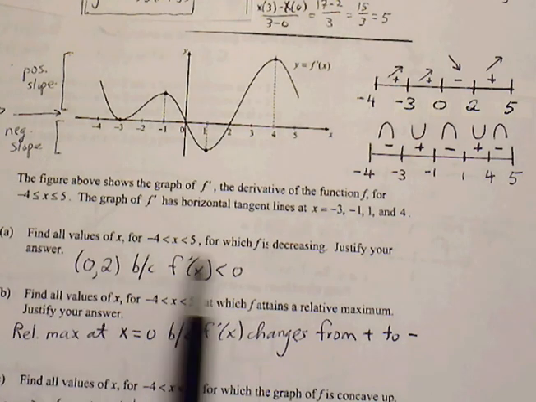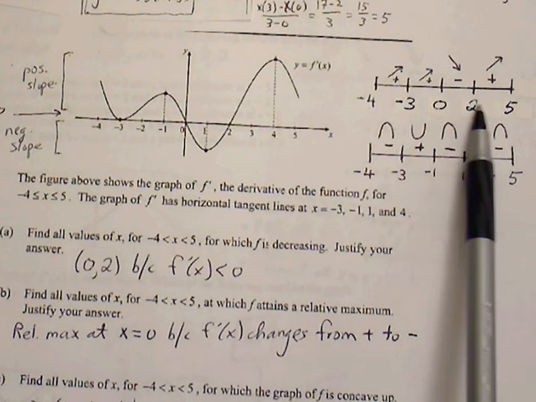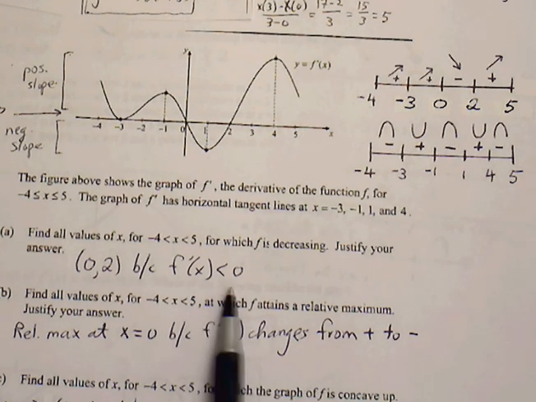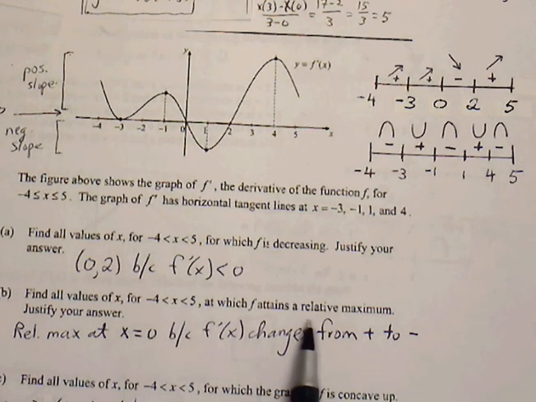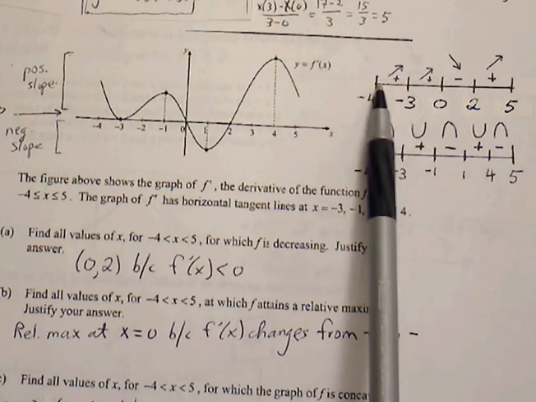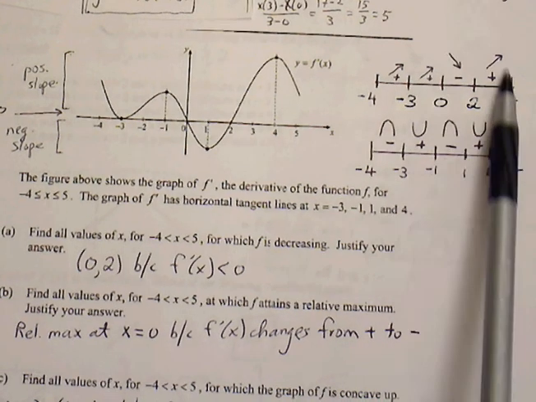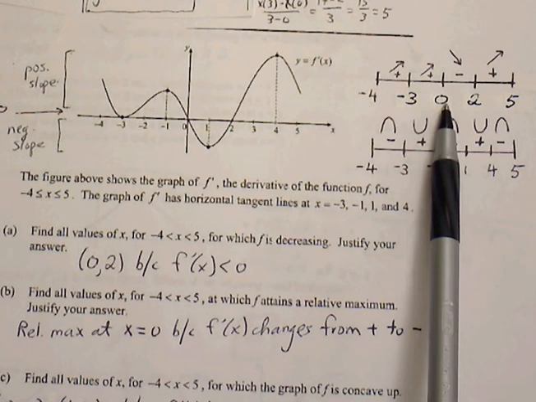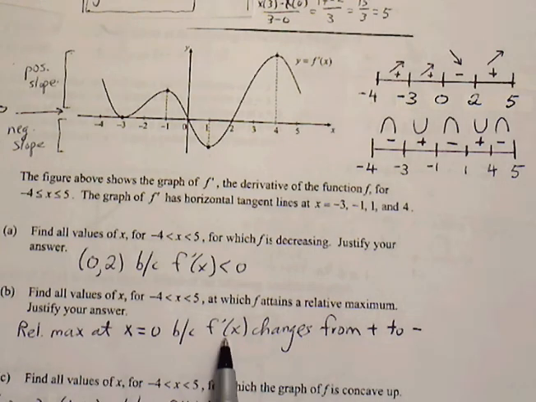Find all the values for which f is decreasing. We see the graph is falling from 0 to 2. Justify your answer because f prime is negative. Find all values at which the function attains a relative max. For a relative max, follow the arrows here: increasing, then falling. So at 2 there's a relative max, at x equals 0, because f prime changes from positive to negative.